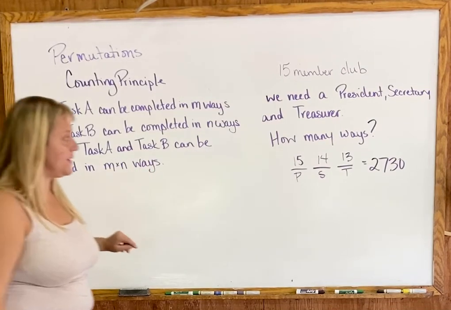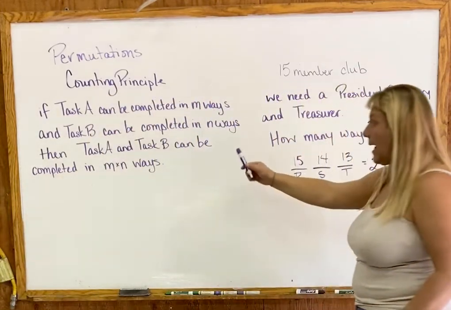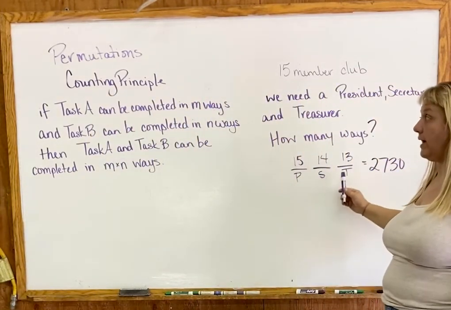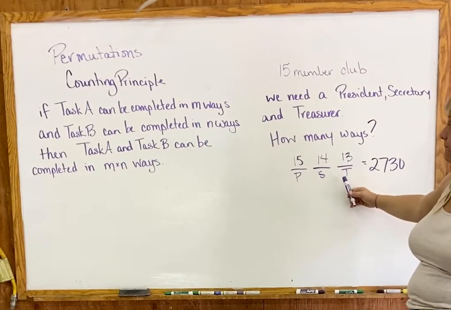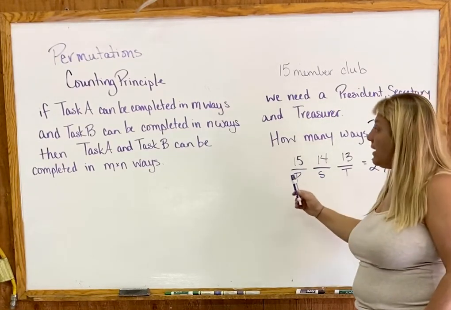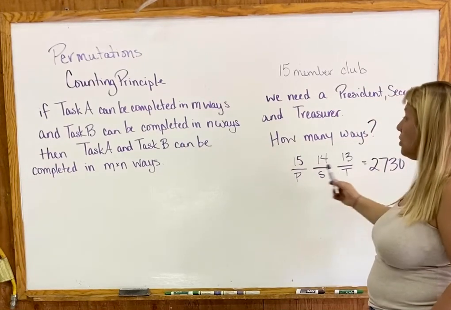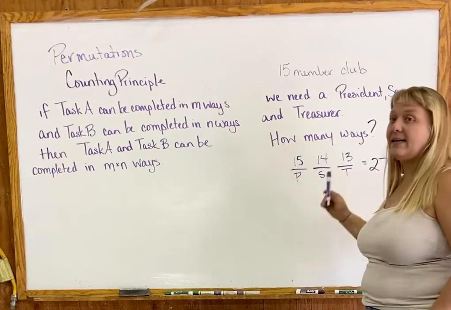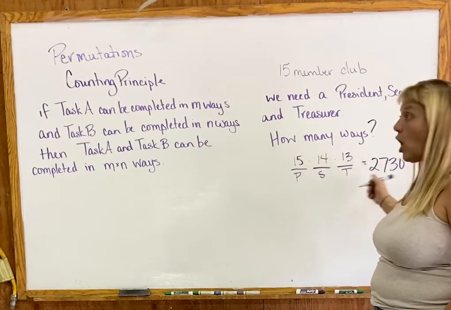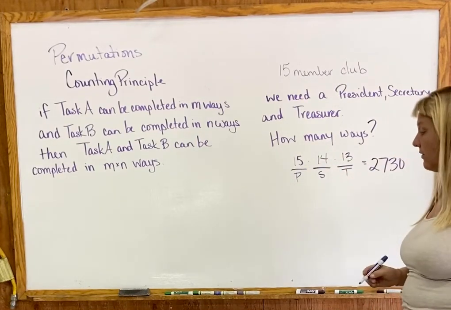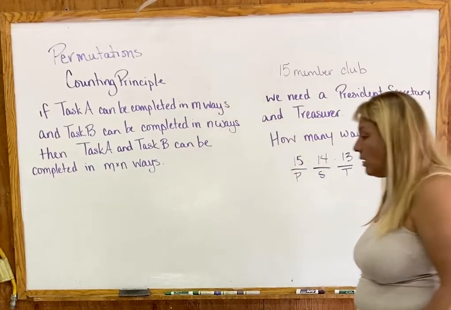Okay. So basically it says that if you have tasks that you need to complete one after the other, task A, task B, in this case we have a task C, then we can figure out how many ways in total if we multiply the ways that each one can be done. So it's just basically saying what we've just taught ourselves to do here. That's the fundamental counting principle, okay?